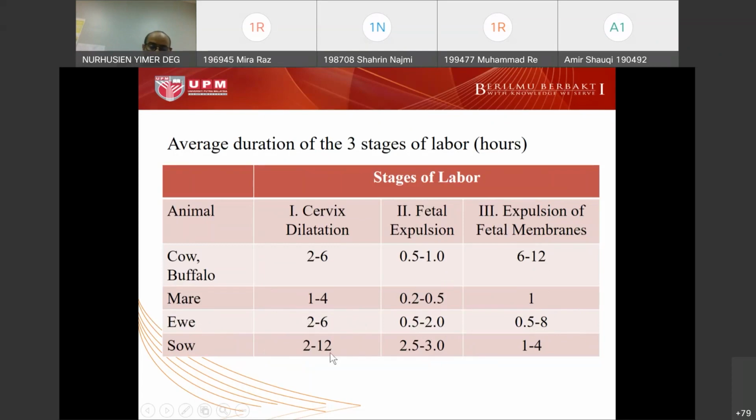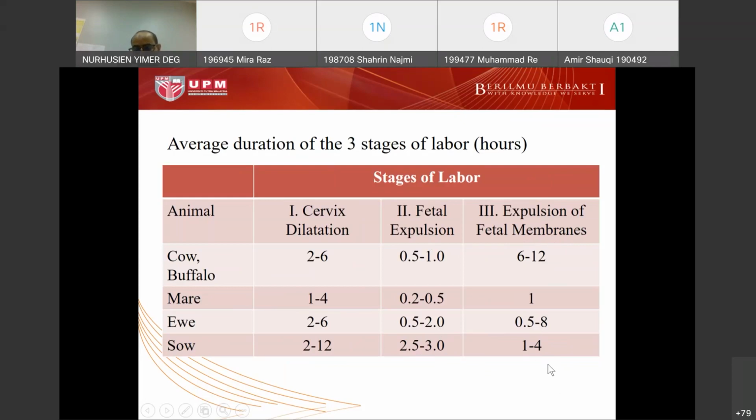In sows, we have a bit longer time period for this, up to 12 hours it can take. And even for stage 2, it can take up to 3 hours. I think we shouldn't be surprised because the sow is also another polytocous animal having multiple fetuses. It's not a one-time expulsion of all the fetuses. The fetuses will come one by one, so that will take time. So we expect a little bit longer than what we see in other species of animals.